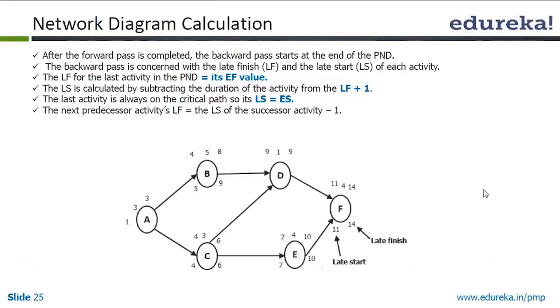When you get this kind of a diagram, the first thing that you do is you find out the different paths. Here we see one path which is A, B, D, F. The other path is A, C, D, F. And the third path is A, C, E, and F. So there are 3 paths, and we add up these values to find out the critical path.